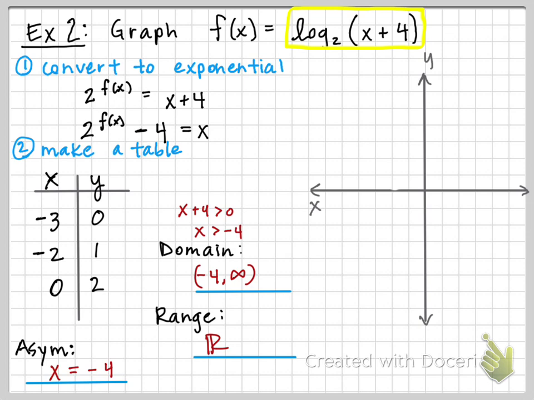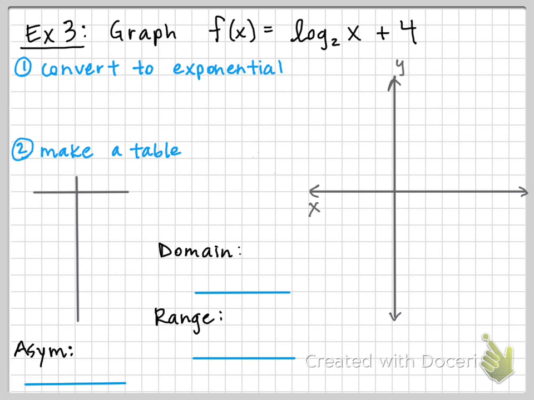From here, we're going to graph what we see. We see that x is going to be -4. So we get x equals -4. That's on our graph now. And then we graph what we have on our table. When x is -3, y is 0. When x is -2, y is 1. When x is 0, y is 2. Put some arrows, and we're done.